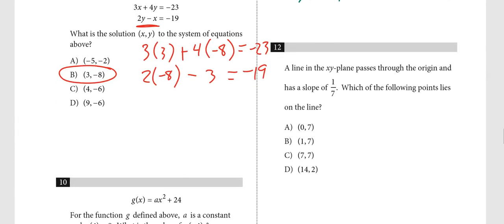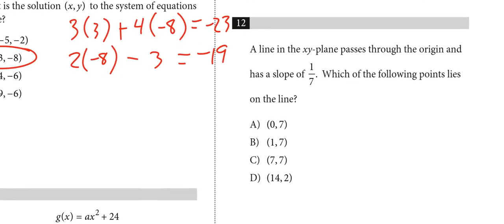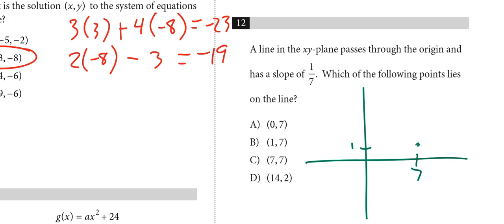Okay, question 12, a line in the xy plane passes through the origin. Okay, so if it passes through the origin, has a slope of 1/7. That means it goes up 1 and over 7. Okay. Which of the following points lies on that line? Well, it can't be 0, 7. That's up here somewhere.